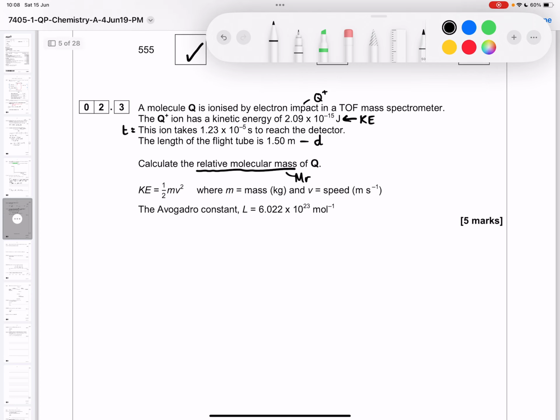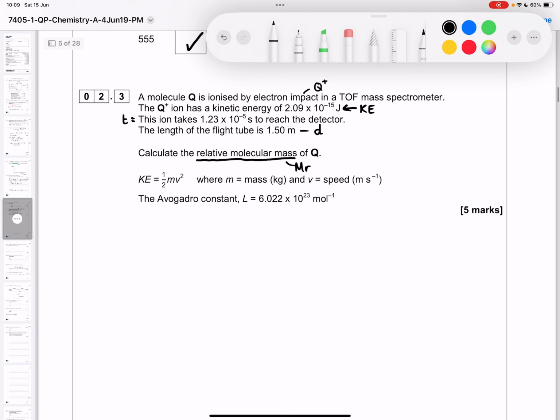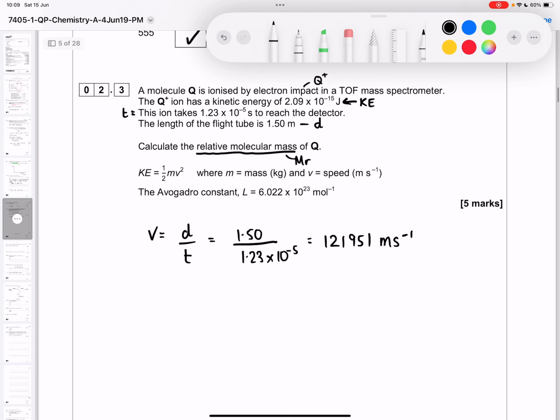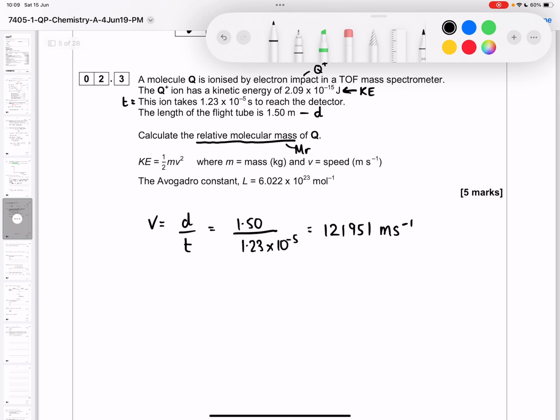So the first thing that we're going to need to do for our sample is work out the velocity by doing the distance divided by the time. So 1.5 metres in 1.23 times 10 to the minus 5 seconds. So on your calculator, you want to put those numbers in. We're getting 1.21951 times 10 to the 5 metres per second. Now, you don't need to keep that many significant figures, but I'm going to keep the number on my calculator. You could go to 3 significant figures, so 1.22 times 10 to the 5, or 1.22000. All those numbers would be acceptable.